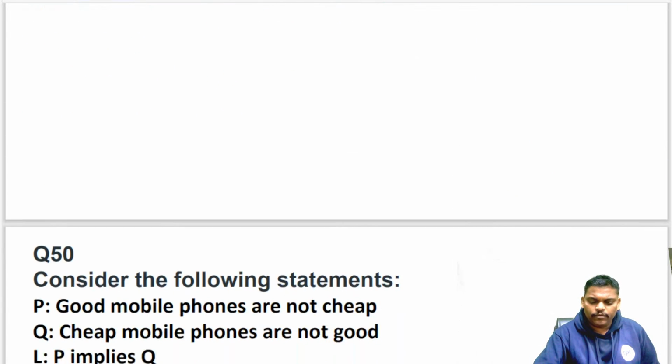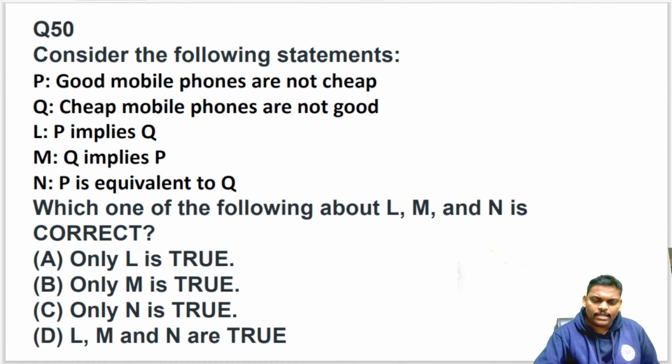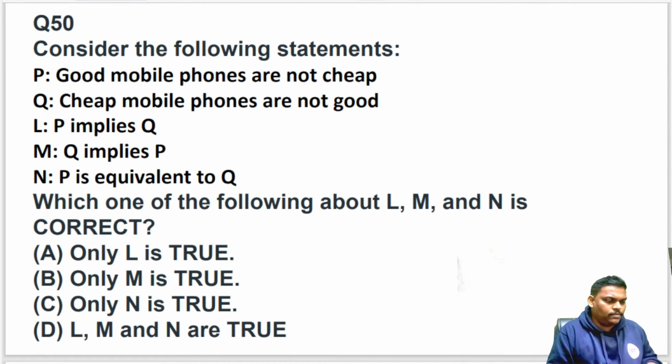What is the next one? 50. What is the answer of this? Consider the following statements. Good mobile phones are not cheap. Cheap mobile phones are not good. P implies Q. Q implies P. P is equivalent to Q. Which of the following about P and Q are true?